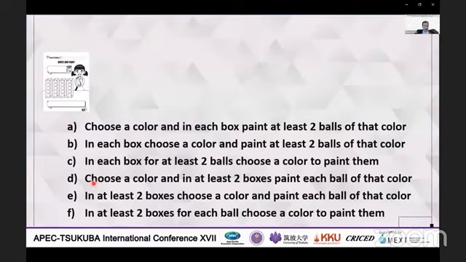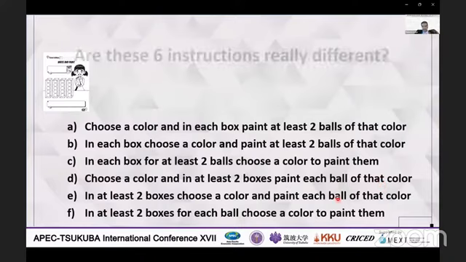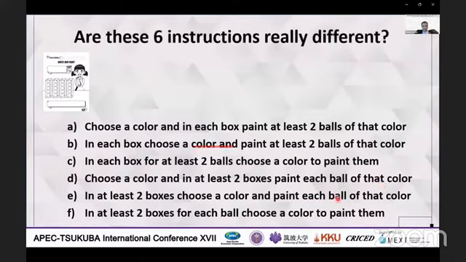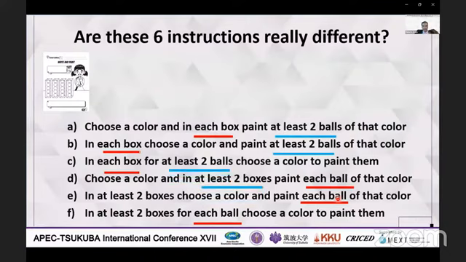And here is another one: "Choose a color and in at least 2 boxes paint each ball of that color," and so on. So you see, are these different? You can see each box is in different places, and each ball in different places. But then you have at least 2 balls, at least 2 boxes.